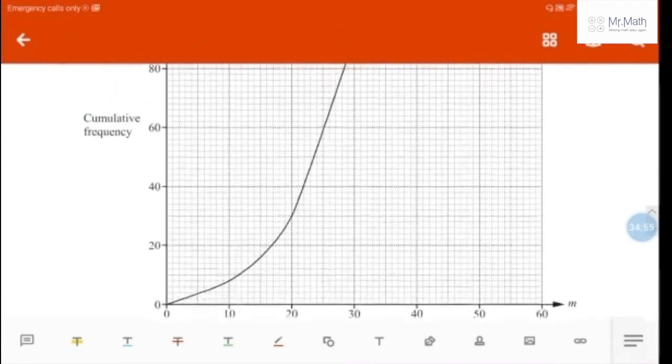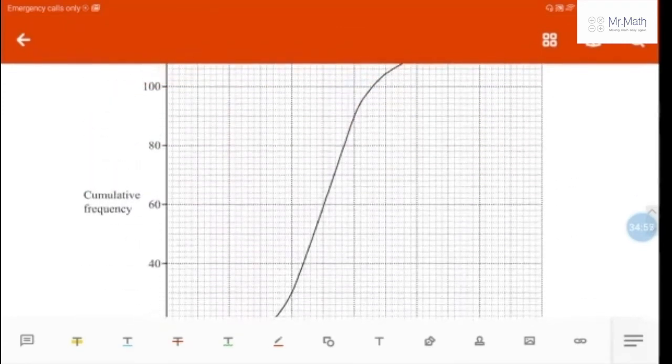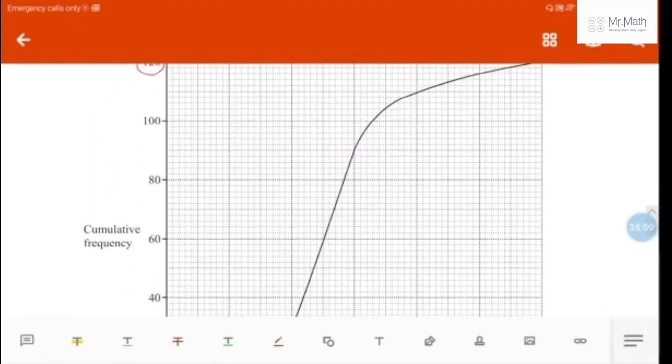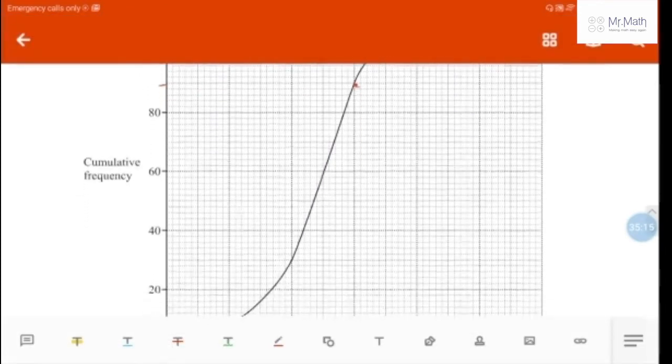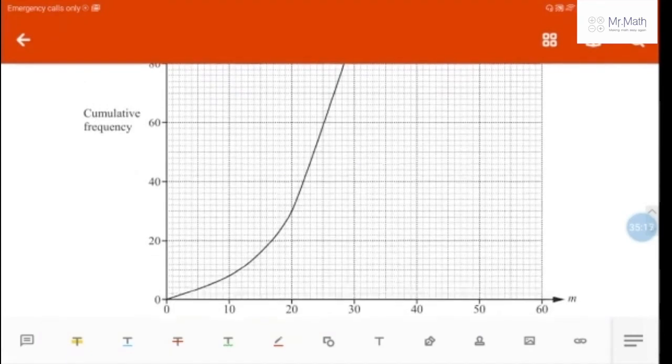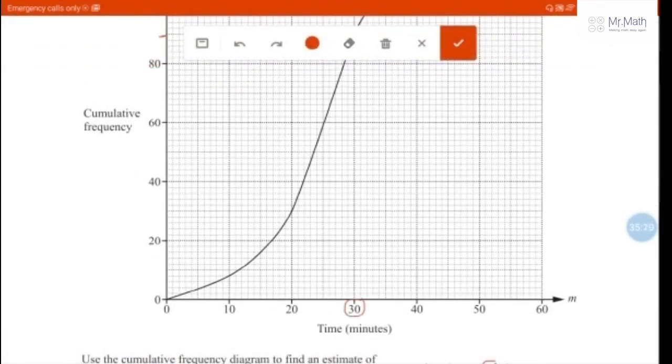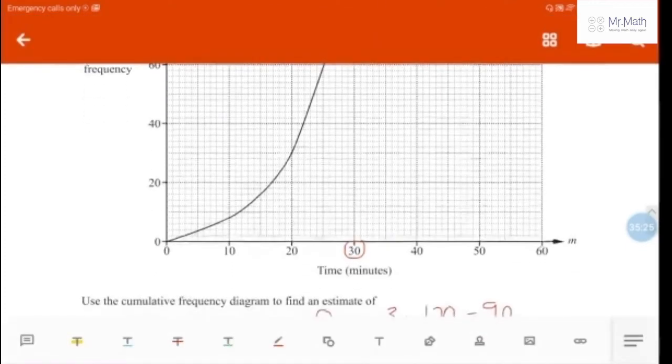So I go to the y-axis. So this is the y-axis. So 90 is, so this is 82, 84, 89. So 90 is over here. Sorry, it's over here. So it's at this point, over here. So I go down to the x-axis and I take a reading, and the reading will be equal to 30. So this is the upper quartile.